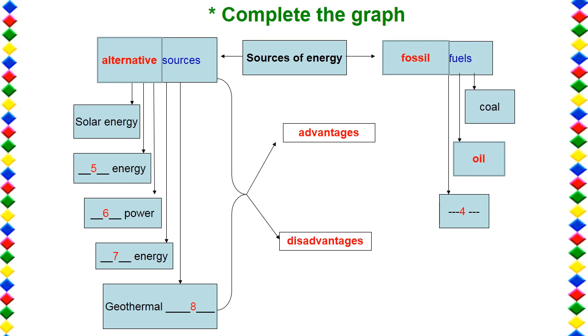In the first group, fossil fuel includes oil, coal, and gas. In the second group, alternative sources include solar energy, wind energy, water power, nuclear energy, and geothermal heat. All of alternative sources have advantages and disadvantages.